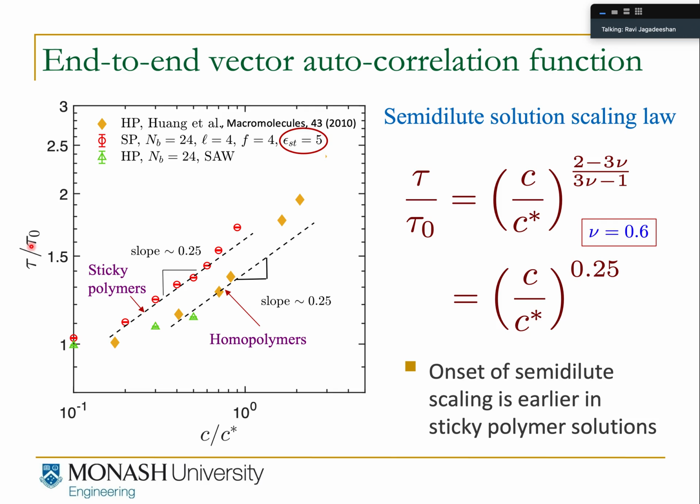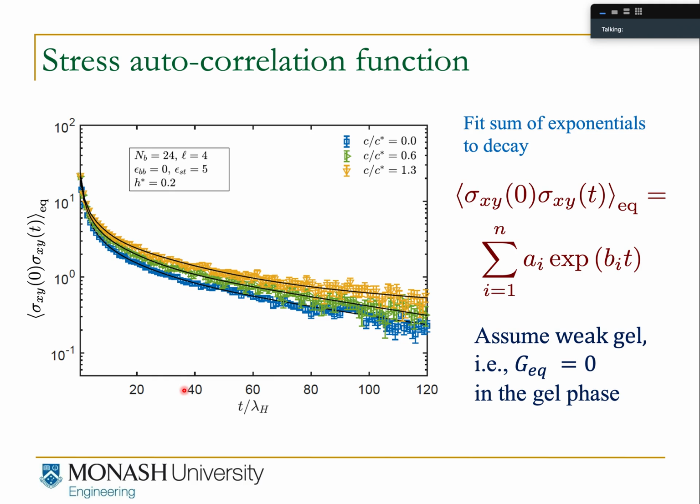If you were to plot the relaxation time obtained from the end-to-end correlation function divided by the dilute limit, you notice that sticky polymers as well follow this very famous scaling law derived for semi-dilute polymer solutions, which is seen here for homopolymers, but only the onset of the scaling law seems to be happening at lower concentrations than for homopolymers.